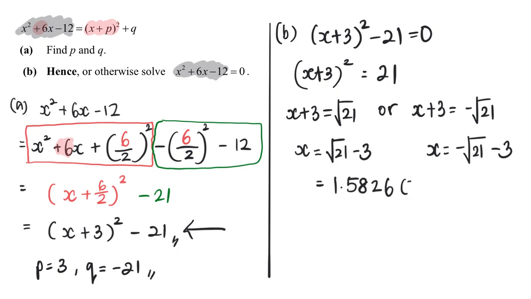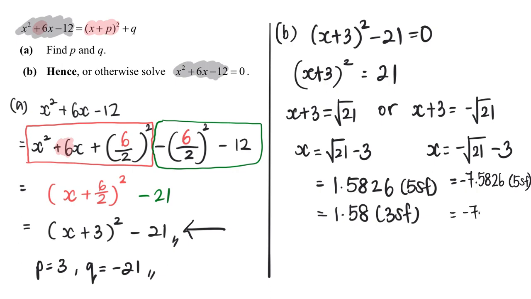To 5 SF, followed by 1.58 to 3 SF. Okay, then the other side would then be, and this will be the final answer.